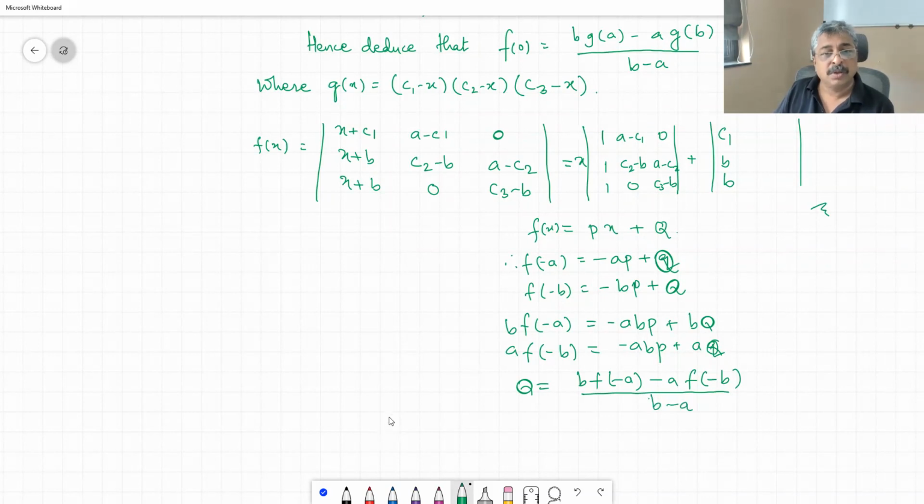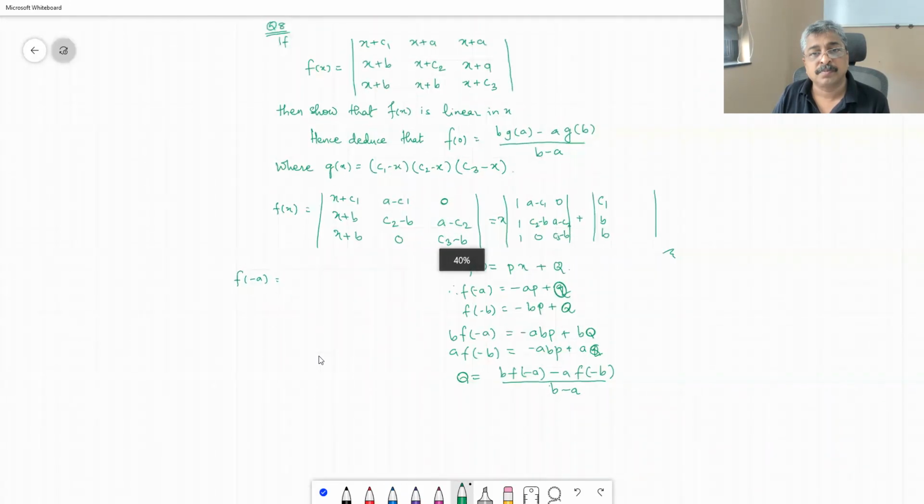This is q. Now let us find out what is f of minus a. You have to put x equal to minus a, so these three terms will be 0, and therefore f of minus a will be the multiplication of these diagonals where you substitute x equal to minus a. So it will be c1 minus a, c2 minus a, c3 minus a. That is f of minus a.